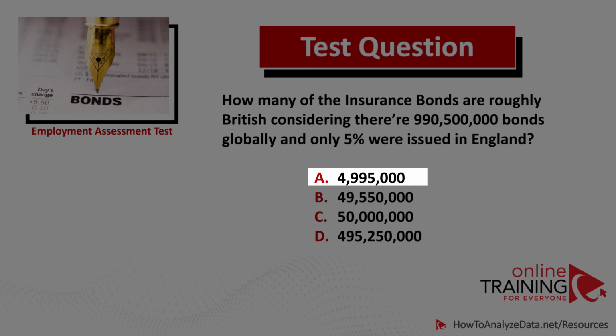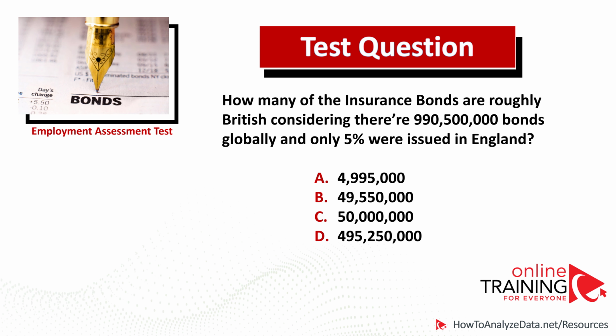Choice A, 4,995,000. Choice B, 49,550,000. Choice C, 50 million, and choice D, 495,250,000. Do you think you know the correct answer? Let's see if we can nail this question together.